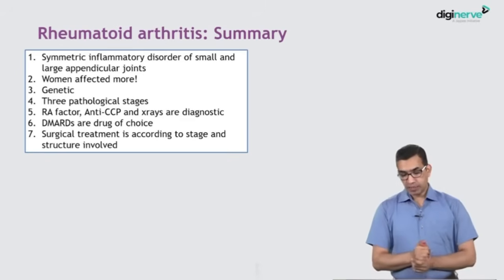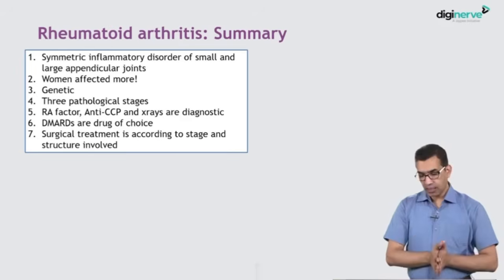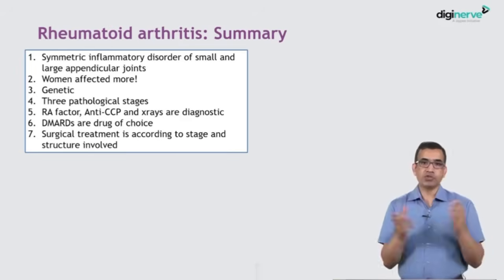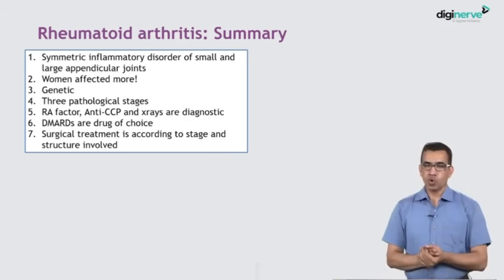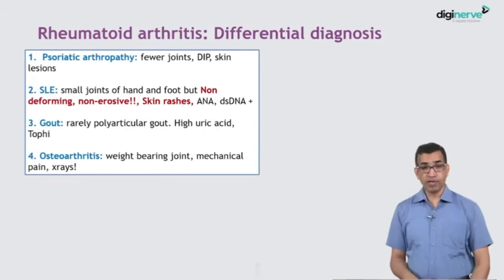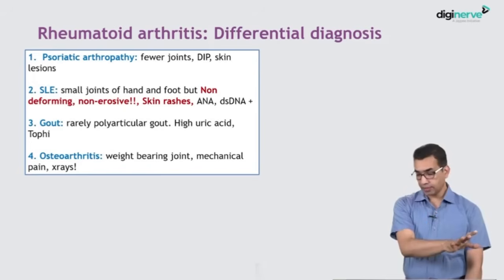RA factor, anti-CCP, and X-rays are usually diagnostic. Never forget the varum and valgum difference. Disease modifying agents are the medical management of choice, and surgical treatment is according to the stage you got and the structure that is involved. So I hope this session was very fruitful and you understood about rheumatoid arthritis.